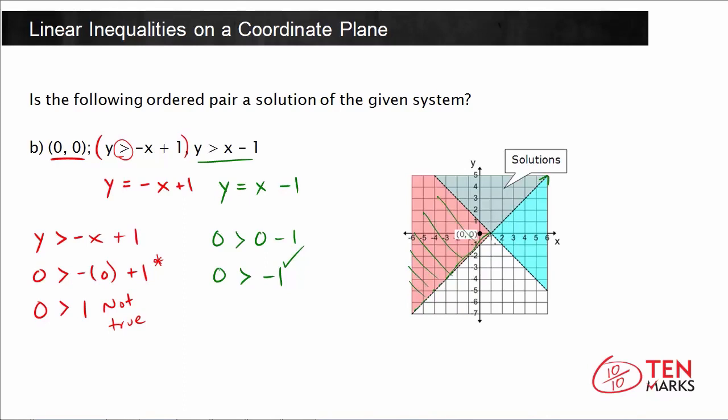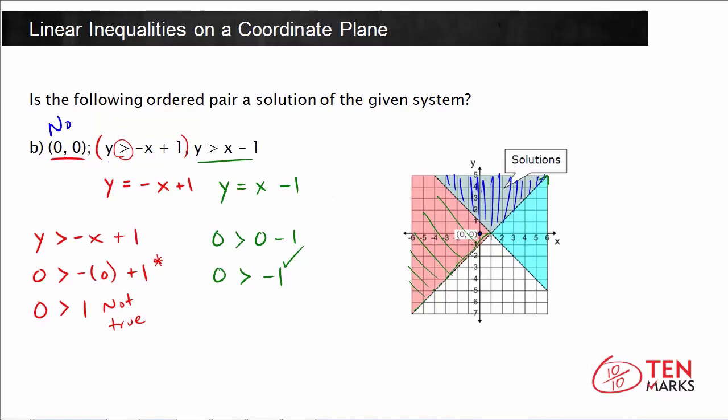Now what you're looking for with a system of linear inequalities on a coordinate plane is the area where the two inequalities overlap. And I'm going to shade that in right here. So you can see that the area of solutions is where both of these linear inequalities overlap one another. And you can see that the point 0, 0 is outside of that area. So that means no, the origin, or the point 0, 0, is not a solution to the given system of linear inequalities.